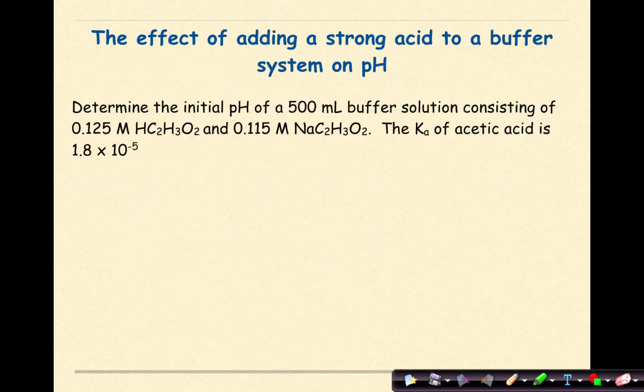The effect of adding a strong acid to a buffer system on pH. Determine the initial pH of a 500 milliliter buffer solution consisting of 0.125 molar acetic acid and 0.115 molar sodium acetate.